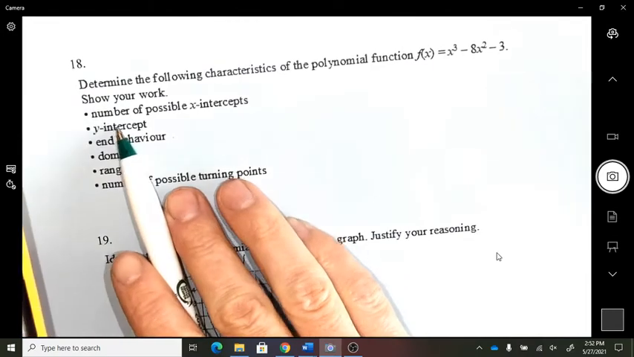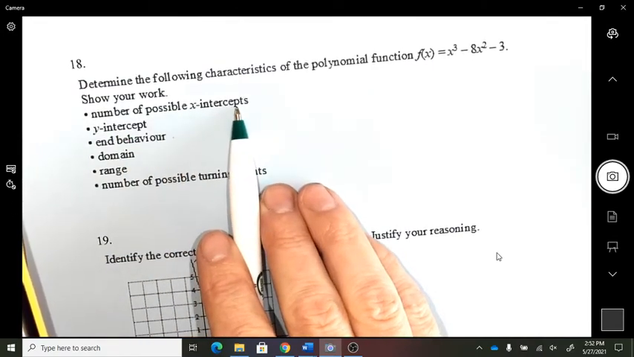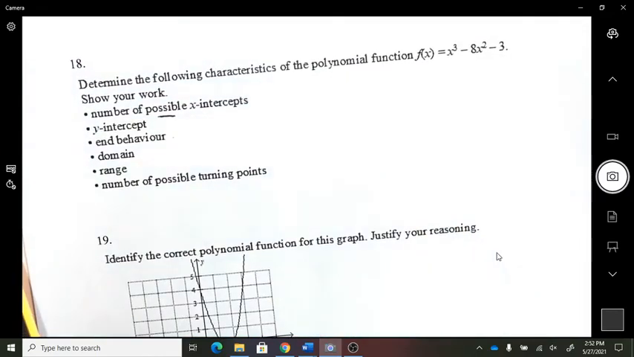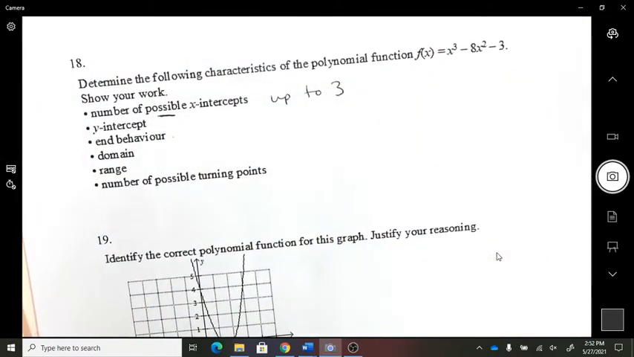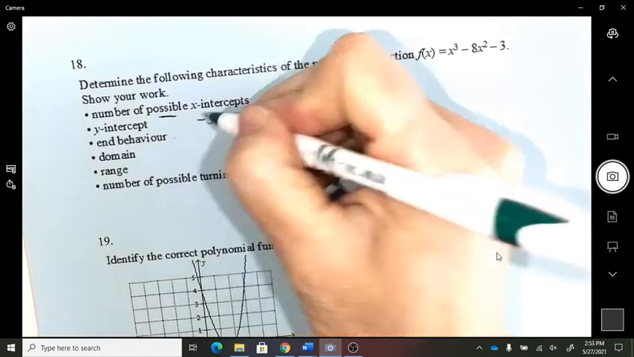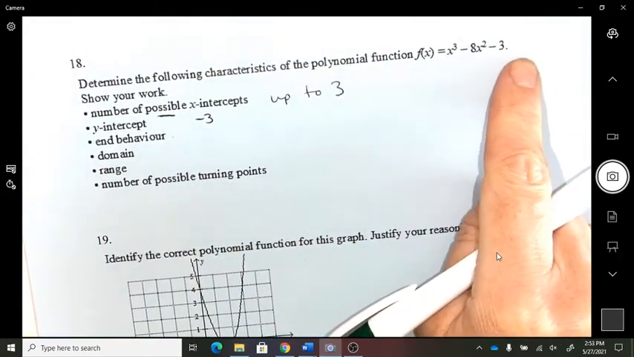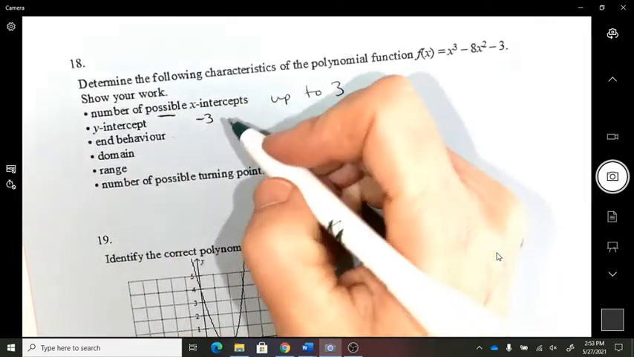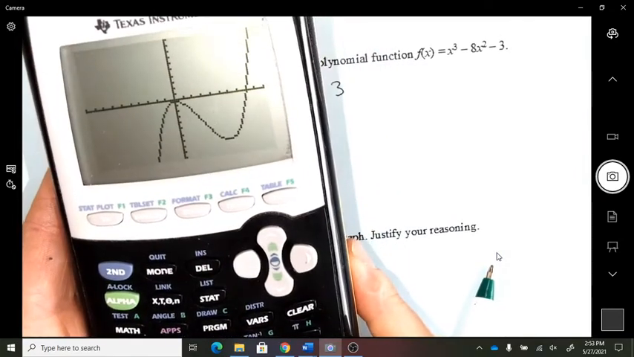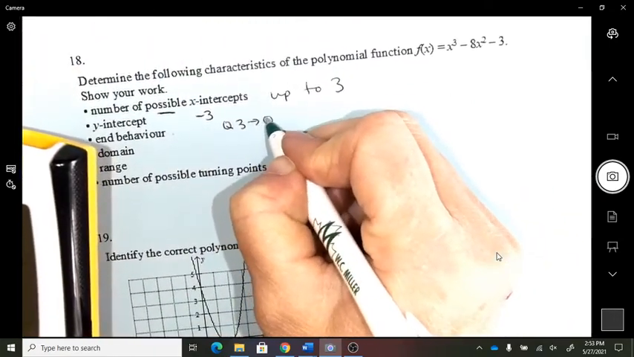Okay, what is the number of possible x-intercepts? Possible. How many could you have? Up to 3. Now what's the y-intercept? Without even looking at your calculator, what is it? -3. Because if the x's are zeros, that's what I'm asking you basically, right? The end behavior, so we say it goes from quadrant 3 to quadrant 1.